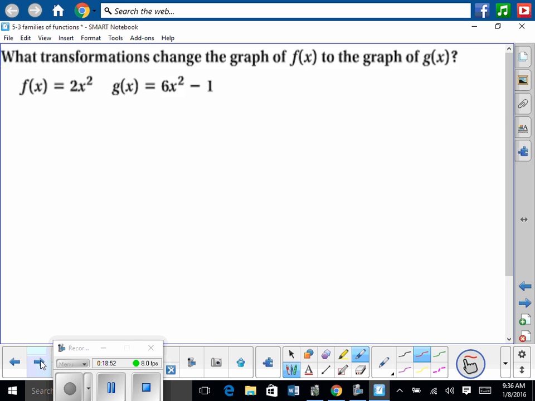Stay with me for these last 2 because they're the hardest for people to see. So it says, what transformations change the graph f of x to the graph g of x? So remember, we can have a stretch and compress, we can shift it up and down, we can flip it over the y-axis or flip it over the x-axis. So we're going from f of x, how did we get to g of x?